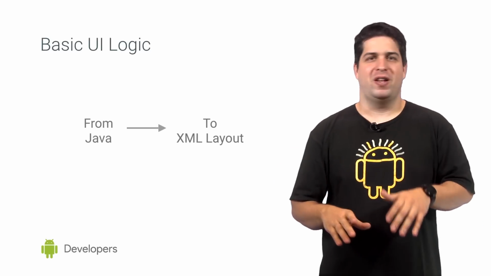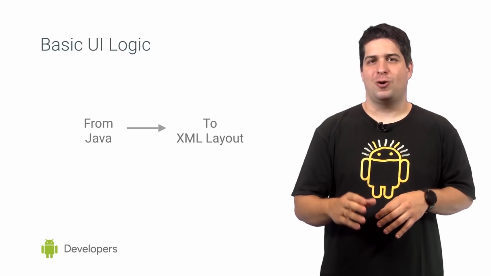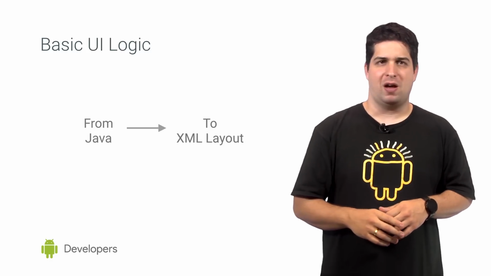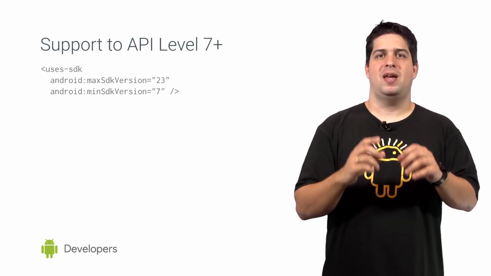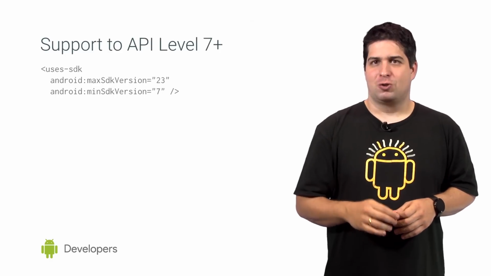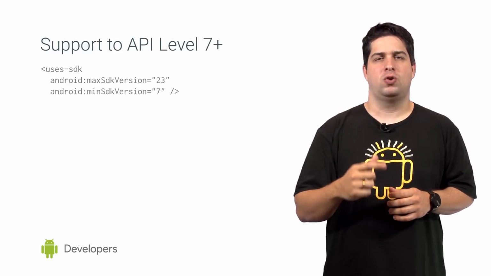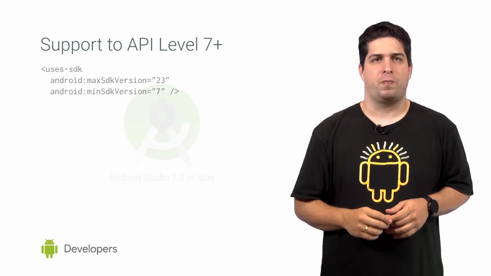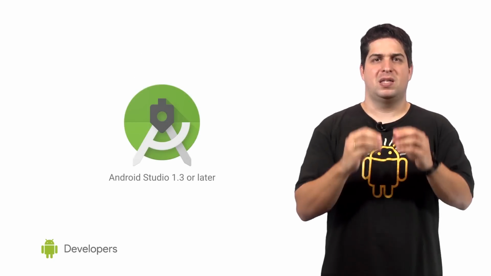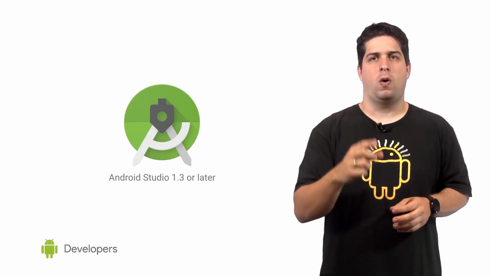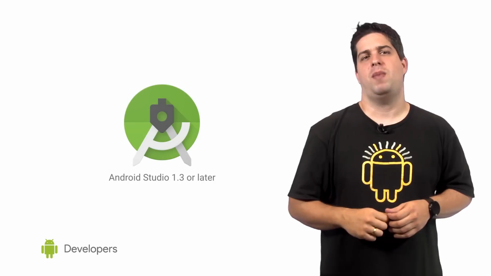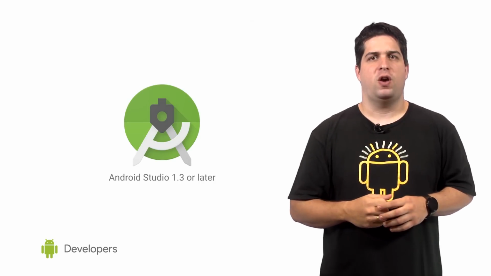So no more findViewById or setText calls to manipulate and update your layouts. And the good news is that data binding is a support library, so you can use it with all Android platform versions back to Android 2.1 or API level 7. The data binding library is already available under the support repository through the Android SDK Manager. And don't forget to check if you are using Android Studio 1.3 or later.